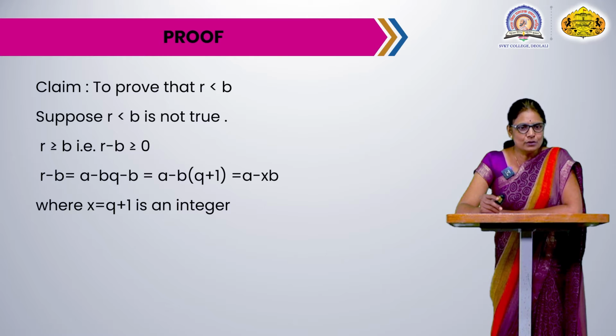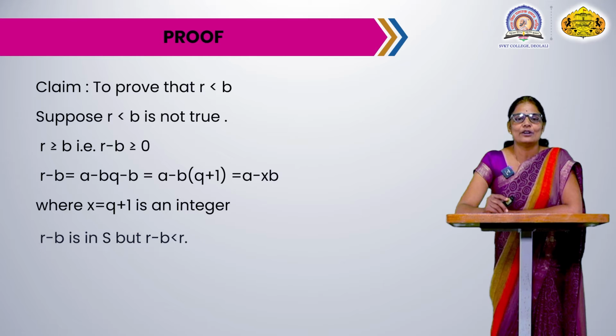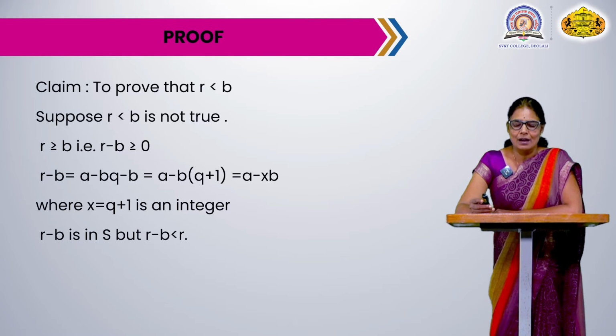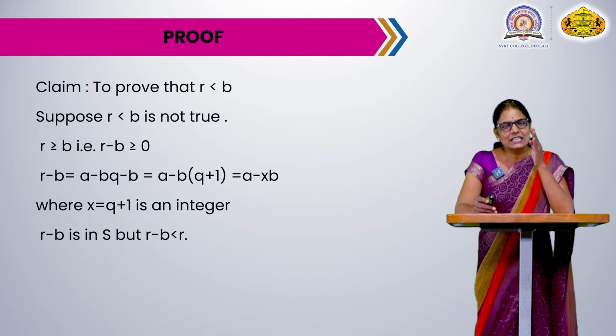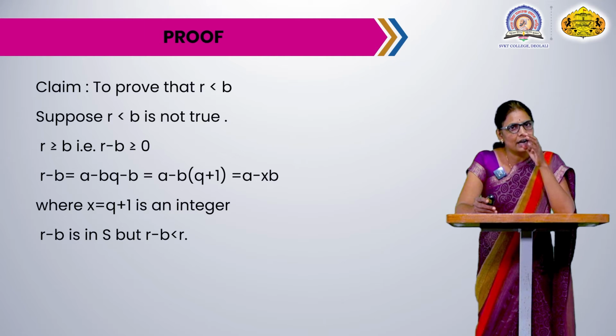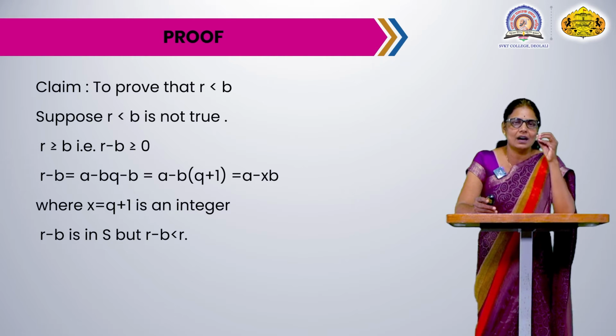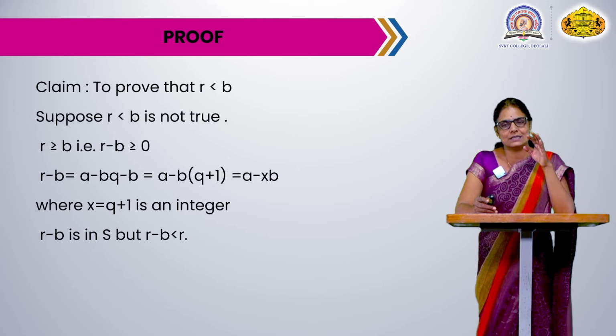So by definition of the set S, this r minus b is an element of S. r minus b is an element of S, and r minus b is also less than r. So here r minus b is an element which is less than r, and we already mentioned r is the smallest element of the set.